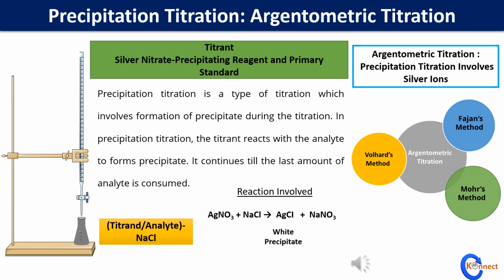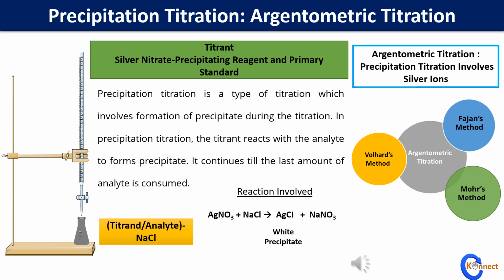Next type of titration I am going to discuss here is precipitation titrations. The name precipitation itself indicates that precipitation reactions are involved in these titrations. In this type of titration, the titrant reacts with the analyte and forms an insoluble substance or precipitate. Titration is continued till all the amount of analyte is consumed. The slight excess of titrant reacts with the indicator and gives a signal to terminate the titration process.